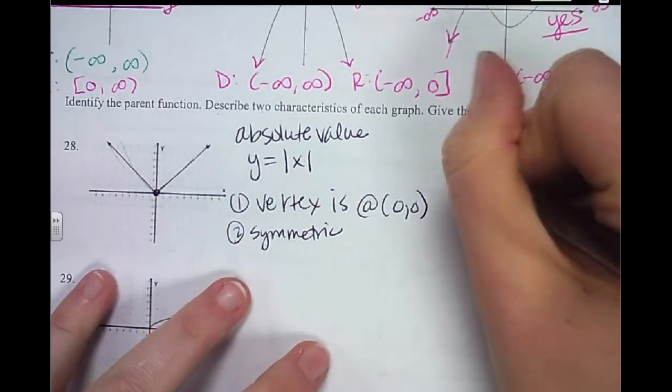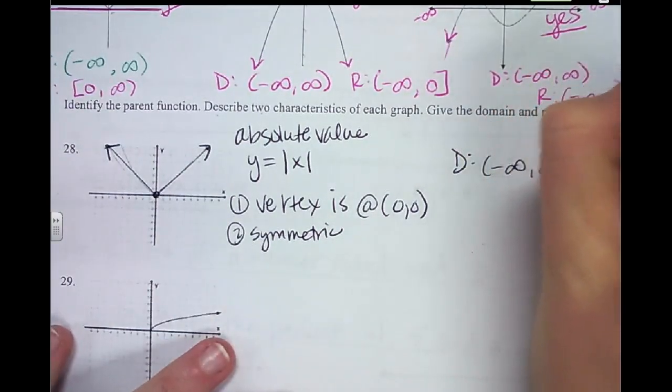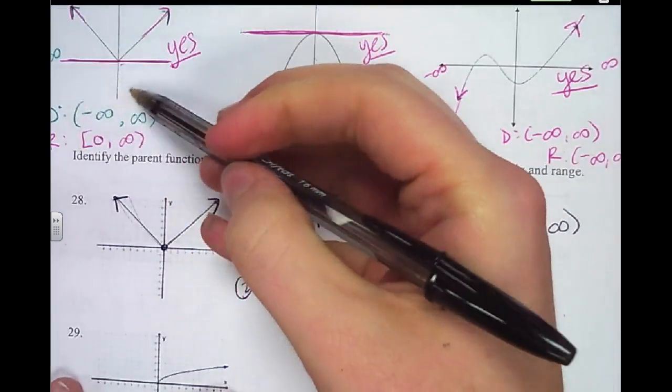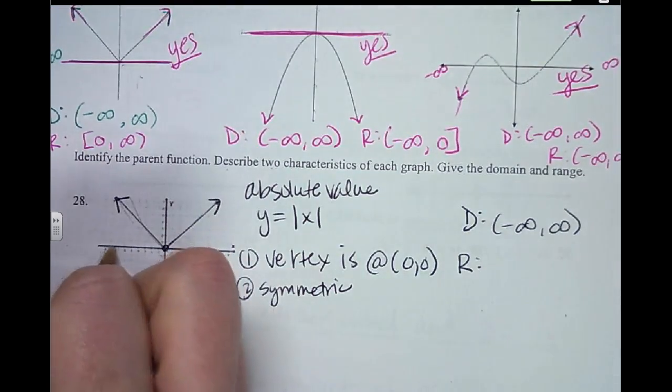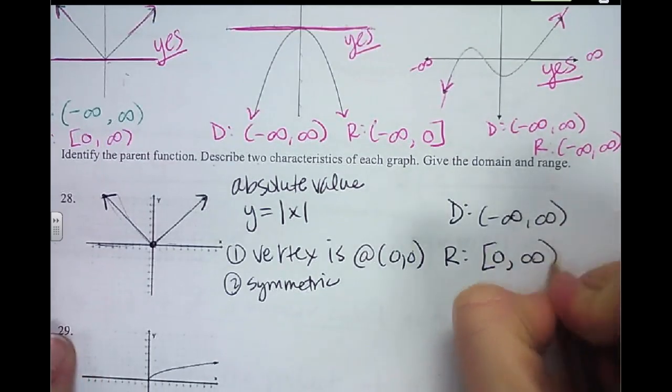Then it says give domain and range. So the domain, again, double arrows, is negative infinity to positive infinity. And range, we just did this one up above right here. So if I draw a boundary line right here, it starts at 0 and goes to infinity.